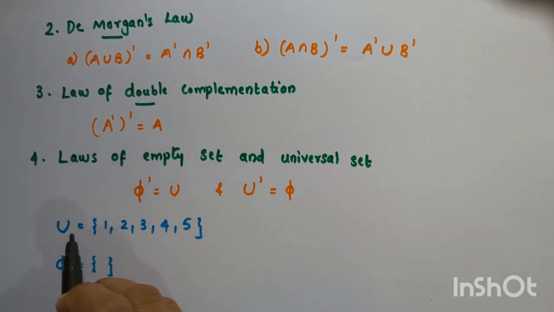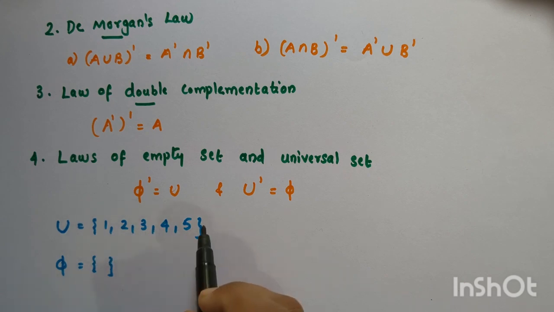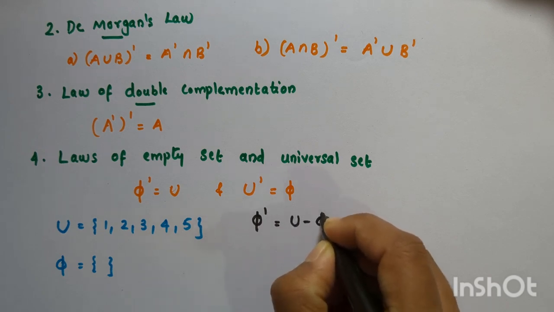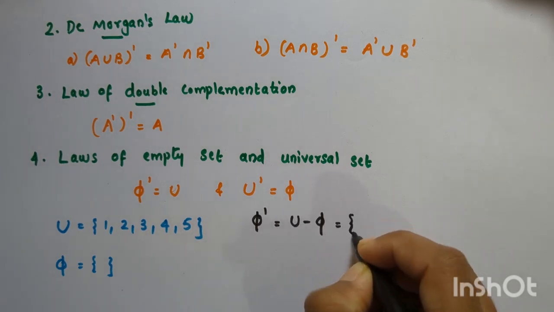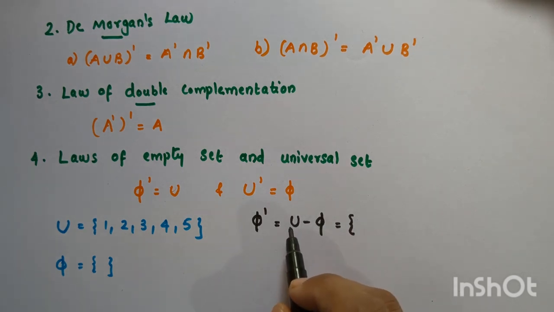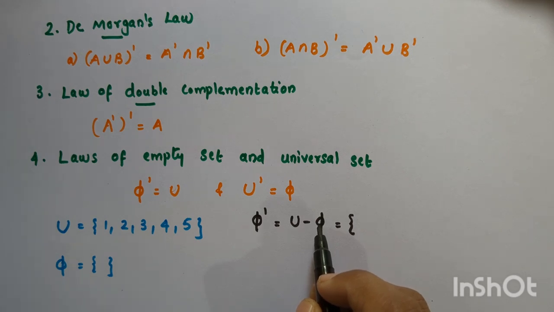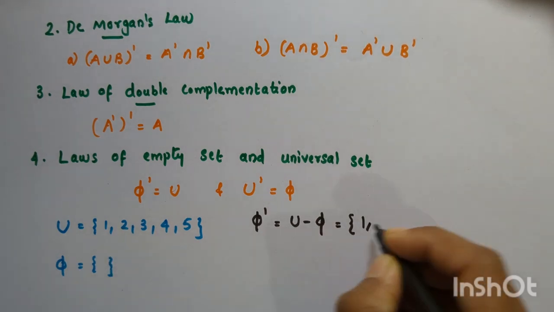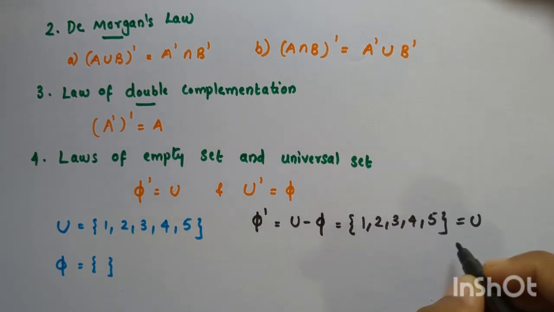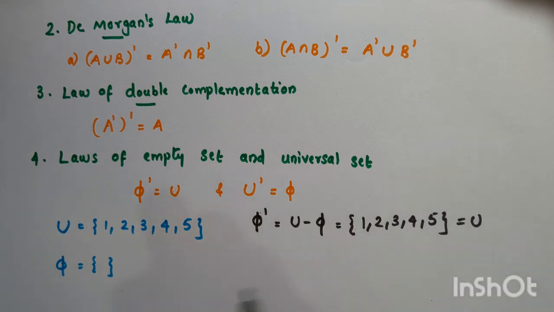For example, let U be the set of 1, 2, 3, 4, 5. Phi is an empty set. So here, when you write phi complement, this is equal to U minus phi. That is, you have to write the elements in U which do not belong to phi. Phi is an empty set, so all the elements in U will be written here: 1, 2, 3, 4, 5, which is the universal set U. So phi complement is U.